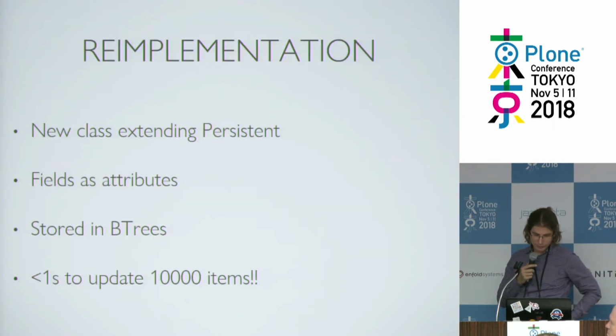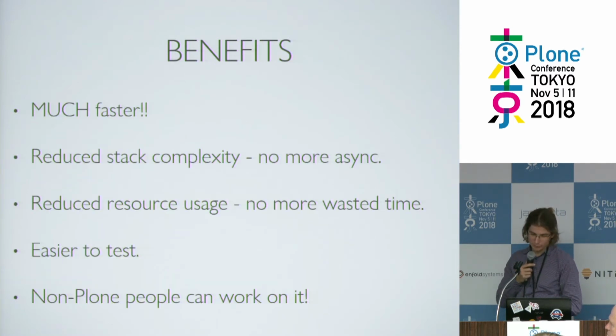So we thought about it, and I implemented it with persistent objects. I set the fields as attributes, just like before in the example, in BTrees, and now it took less than a second to update 10,000 items. Not that we needed them, but we went from 10 minutes to less than a second. So that's a really big improvement. We did not have to implement async. We cut a lot of the existing code, actually. And now server resources can be better used to do other stuff than wait around for 10 minutes.